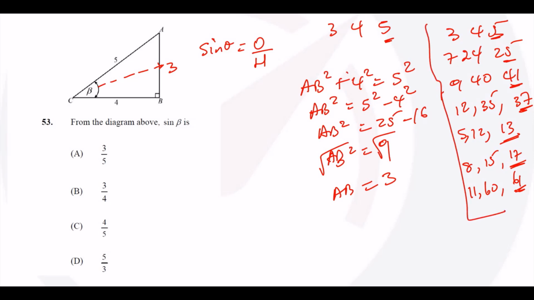Anyway, we never come to work with all of these in this question, because the answer is sine beta. The opposite side is 3, and the hypotenuse is 5. So therefore, our answer is going to be 3 over 5, which matches A.